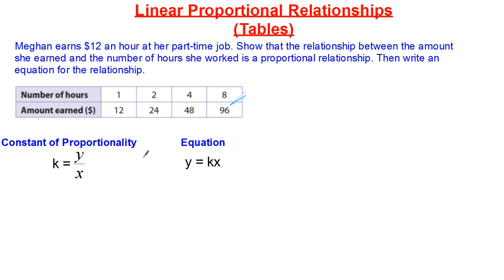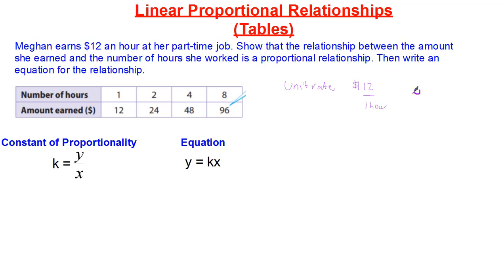Okay, today we're going to talk about linear proportional relationships within tables and how we actually find the equation or the constant of proportionality while looking at a table. So here's an example. Megan earns $12 an hour at her part-time job. So right there, I understand that that's my unit rate. Right? So my unit rate is $12 per 1 hour. Okay? Keep that in mind because unit rates will come back again this unit.